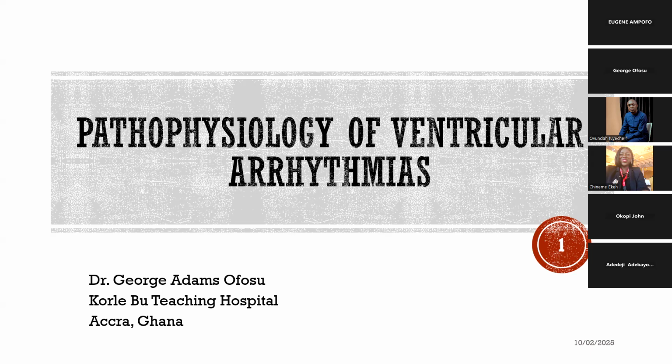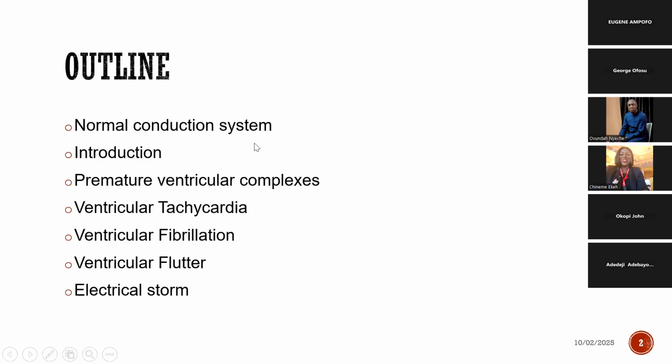So this evening, my task is to take us through the pathophysiology of ventricular arrhythmias, but I'll go a little beyond the scope of the topic. Okay, so this will be my outline. We'll look at the normal conduction system, an introduction, and then the various forms of ventricular arrhythmias: premature ventricular complexes, ventricular tachycardia, ventricular fibrillation, ventricular flutter, and then we'll end with electrical storm.